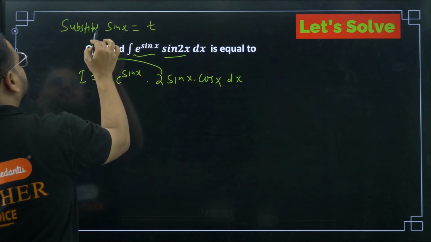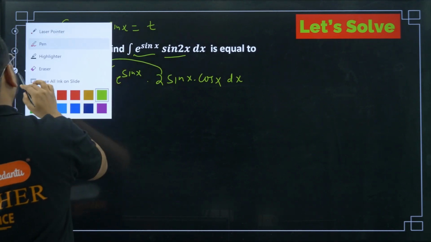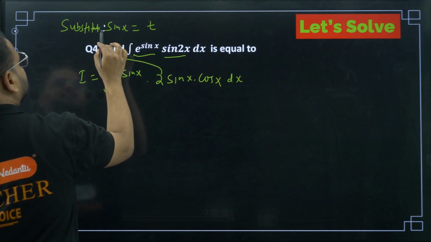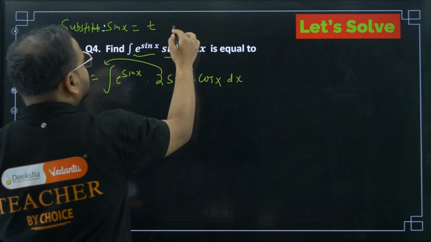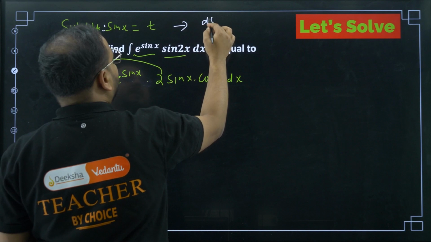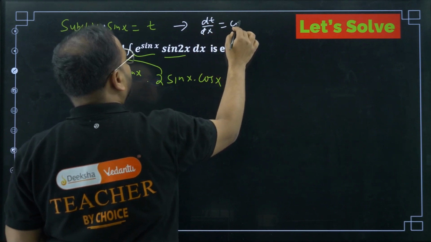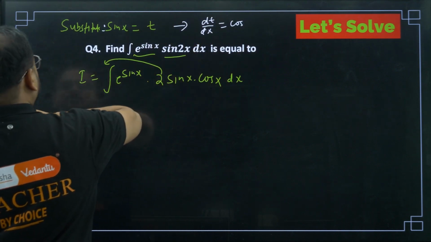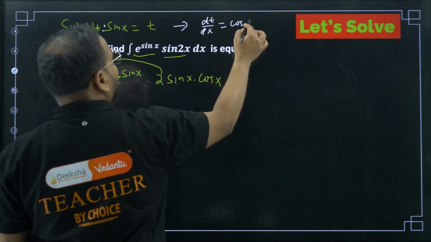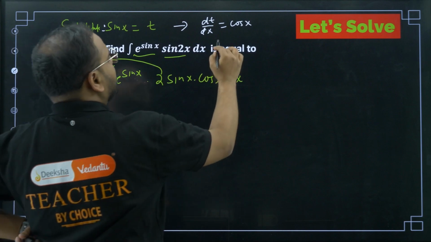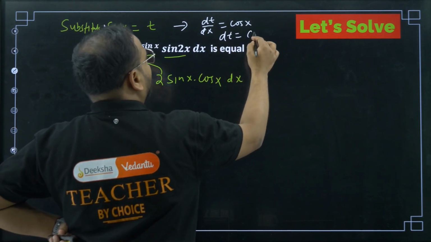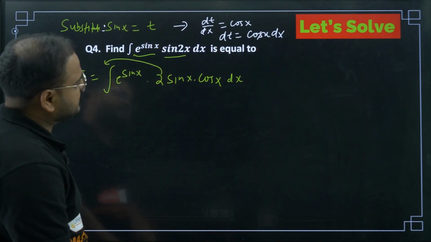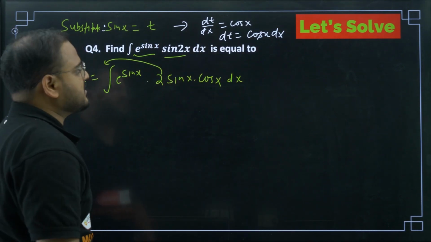Substitute, please. Substitute what? Substitute sin x equals t. If you do that, what is the cos x? Differentiate it. So dt by dx will be equal to what? Cos x, not theta, cos of x. Now take the dx on the other side, you will get dt equals cos x dx. Yes, I have taken dx over there, so dt equals cos x dx.